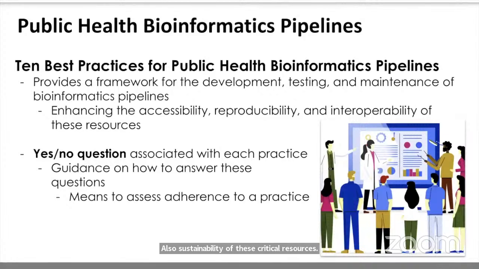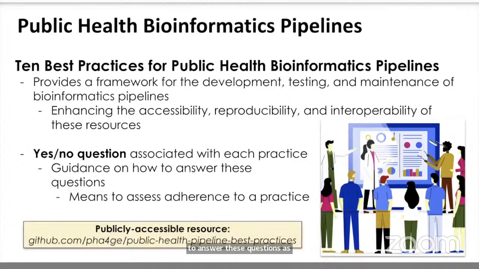And similar to the JOSS framework, we've written simple yes/no questions for each best practice. Yes being an indicator that the pipeline is adhering to a best practice, and no being an indicator that it is not. Within the document, we've also included guidance on how to answer these questions as a means to assess adherence to each practice. And we've made all of this available through a publicly accessible GitHub repo. So you can check things out now at github.com/phage/public health pipeline best practices.